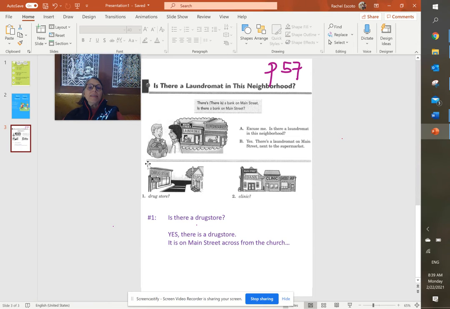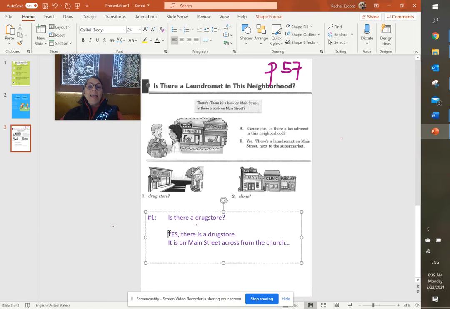So let's practice number one. Number one says, is there a drugstore? Right? The question is drugstore. Is there a drugstore? The answer is yes, there is a drugstore. It is on Main Street across from the church.